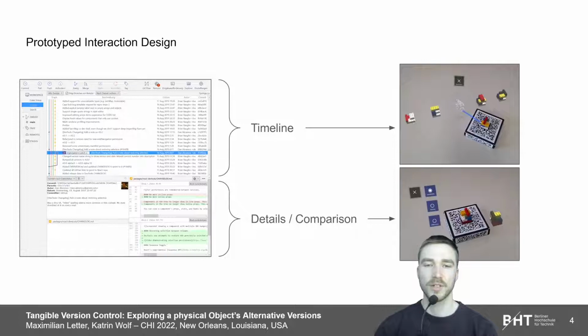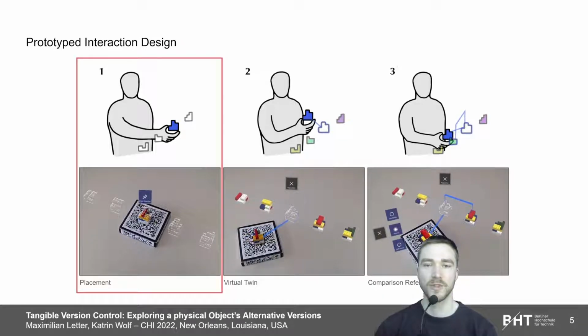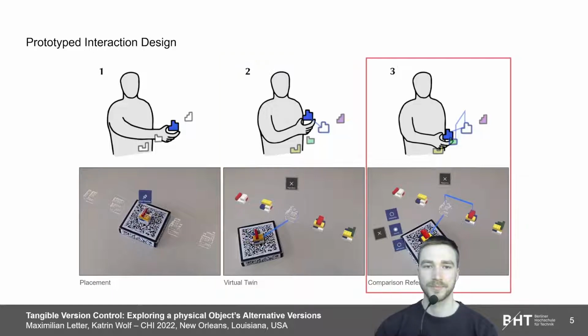In order to prototype an interaction design, we split the concept into parts: timeline and comparison, as most related tools structure their interface that way. The timeline is a virtual object containing all alternative versions. It is placed by moving the physical object. Once placed, the timeline is spatially anchored and the physical object can be moved out of its virtual twin.